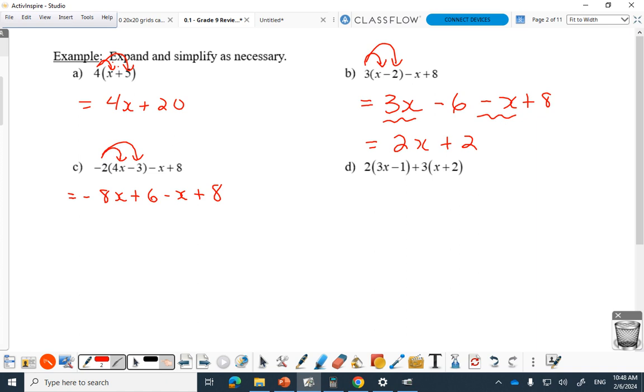Then, like terms, negative 8x, subtract x. I'm going to make a mistake here, and then I'm going to get someone to explain it. 2 negatives make a positive. So that's positive 9. And 6 and 8 is 14. What's wrong?